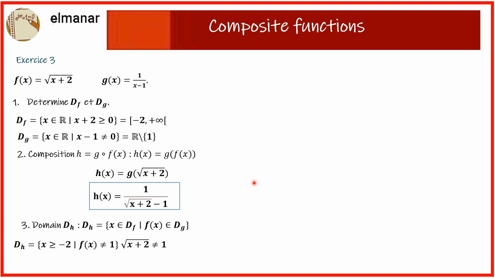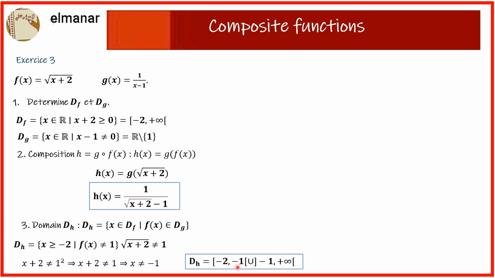The condition √(x + 2) not equal to 1 is equivalent to saying that x + 2 is not equal to 1², which means that x + 2 is not equal to 1. From this, we get that x is not equal to −1. Therefore, the domain of h is the set of all real numbers x greater than or equal to −2 and different from −1.